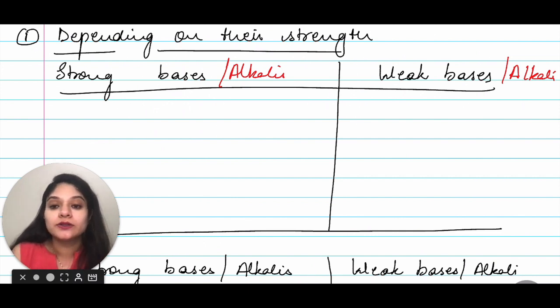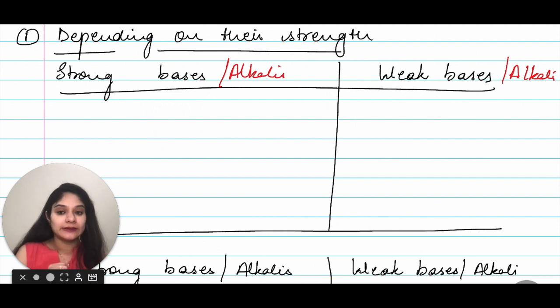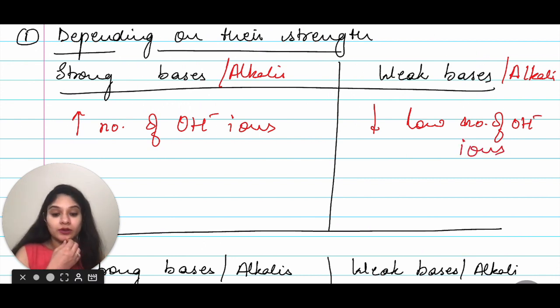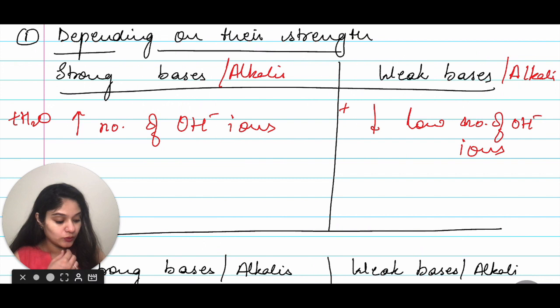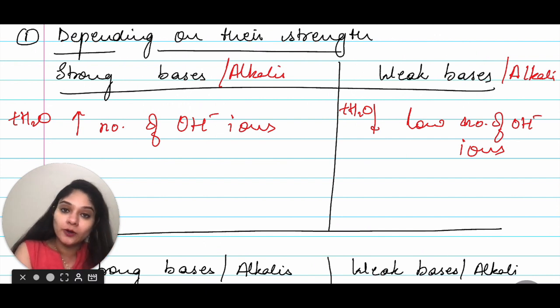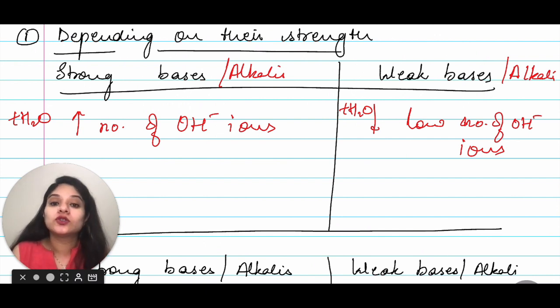So strong bases or strong alkalis are the ones which when dissolved in water give a high number of OH negative ions, and in the weak case you get a low number of OH negative ions when dissolved in water. So you add water on both sides, and on strong alkalis you will get a very huge number of OH negative ions. On weak alkalis you will get a pretty low number of OH negative ions. We have also discussed strength when we were doing acids.